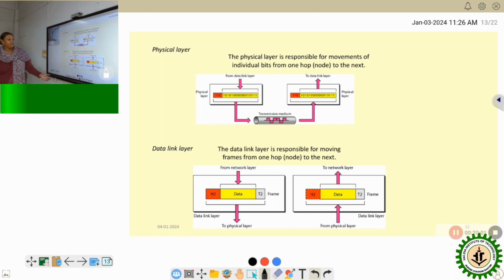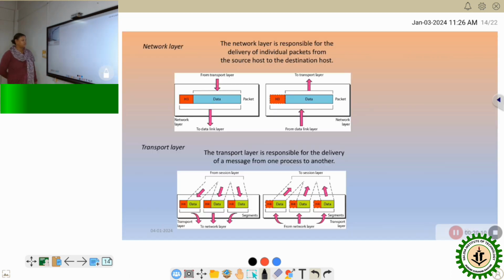At the physical layer, the data is in terms of bits, from host to host. In the data link layer, from one node to the next node, with some header and footer, the data forms a frame. That is, a collection of bits is declared as a frame. In the network layer, the data is in terms of packets. So one packet is transferred to the next layer. In the transport layer, there is a message in terms of process. That is, different processes are connected with different layers.